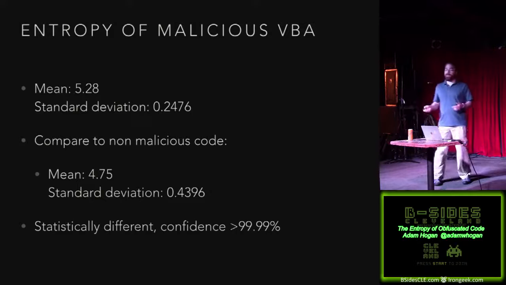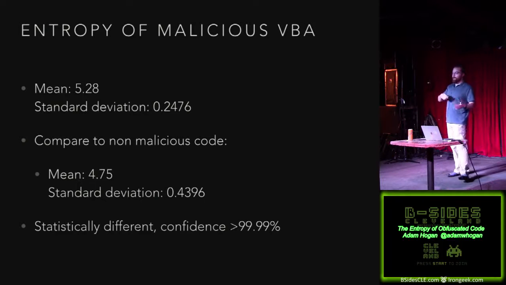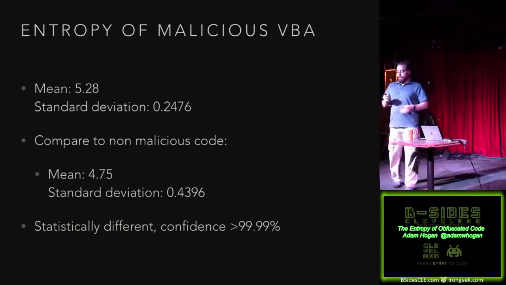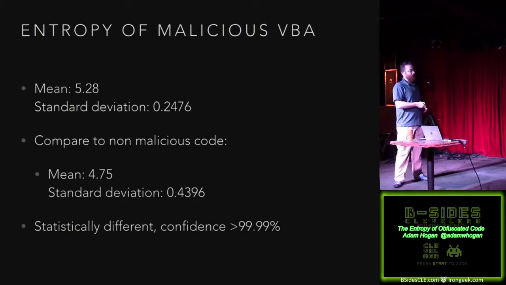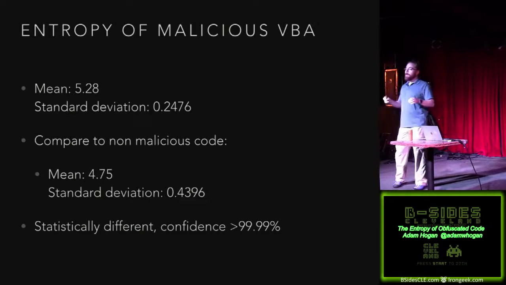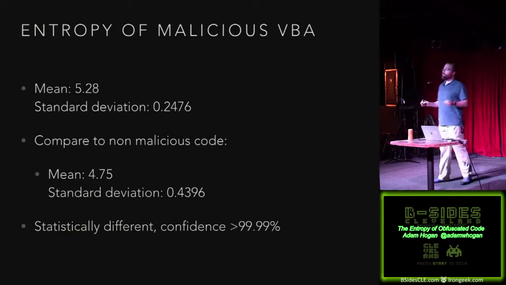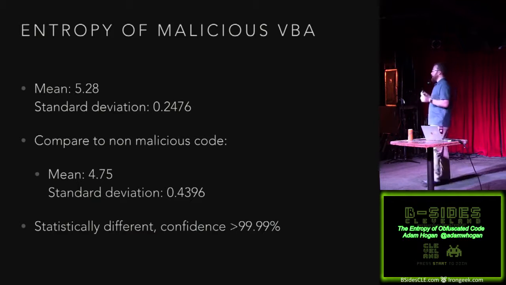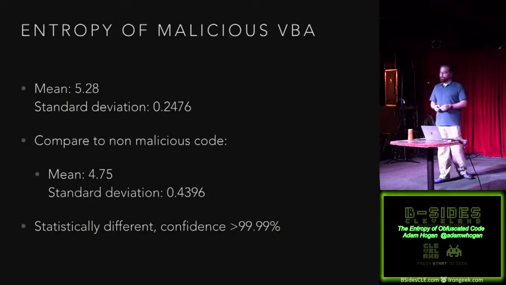And by significantly, I don't mean I'm just saying that. I ran a statistical test to test the hypothesis that these two number series had the same mean, and that was rejected with confidence far greater than 99%. So statistically speaking, there is a significant difference in the entropy score of the malicious code we've observed, because it's so common for people to randomize that code to get around AV.